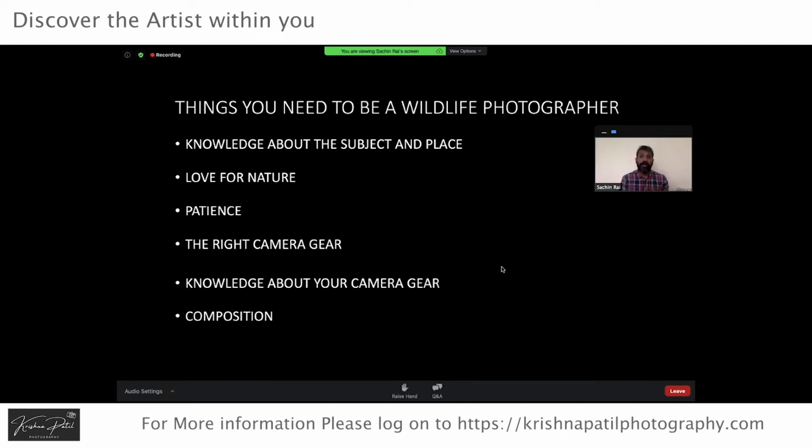I'll come into that also. If you want to shoot macro, as I said, you need a macro lens. If you want to show the habitat, you need a wide angle. For all of that, you need the right equipment. Then knowledge about your equipment: you have the best equipment, but you don't know how to use it. That is where most people fail.